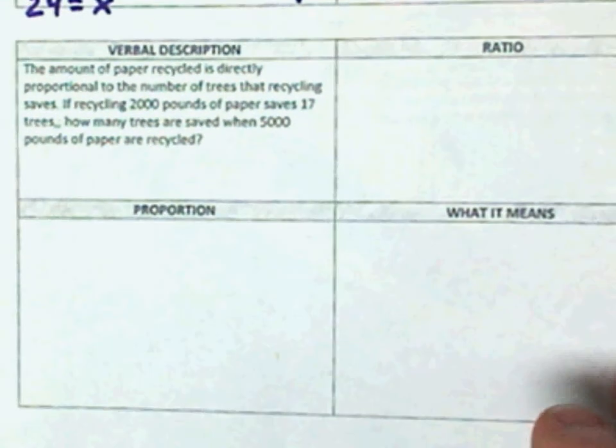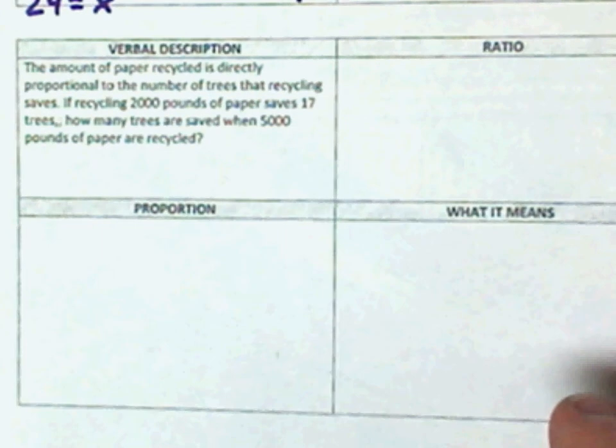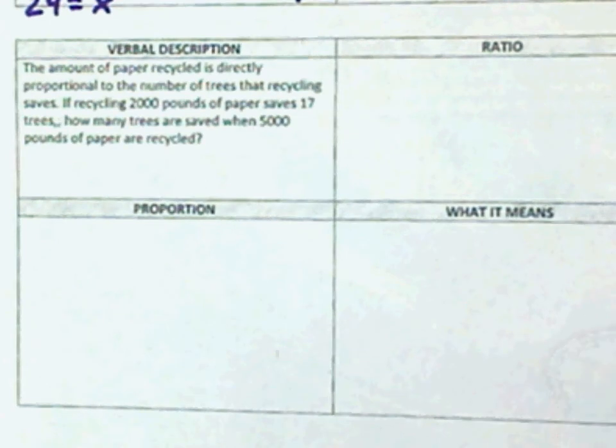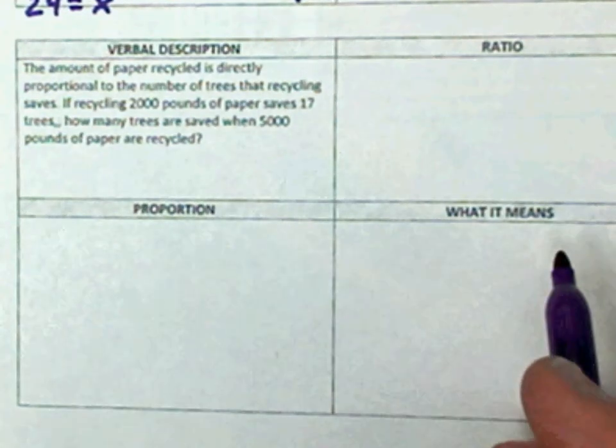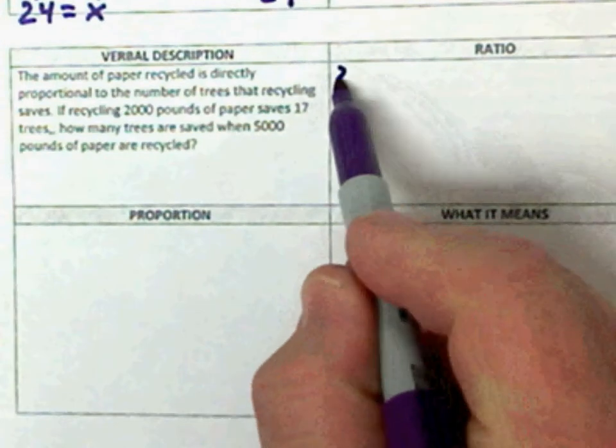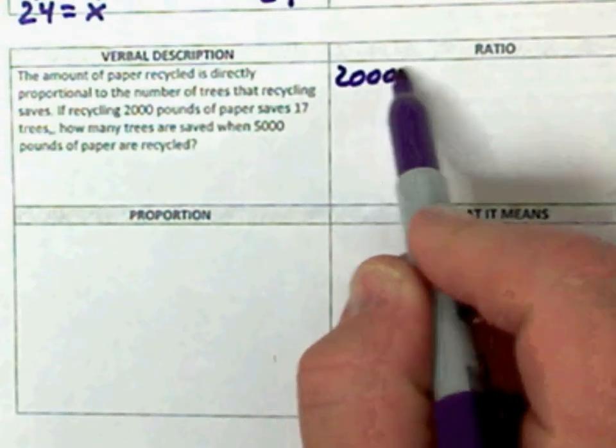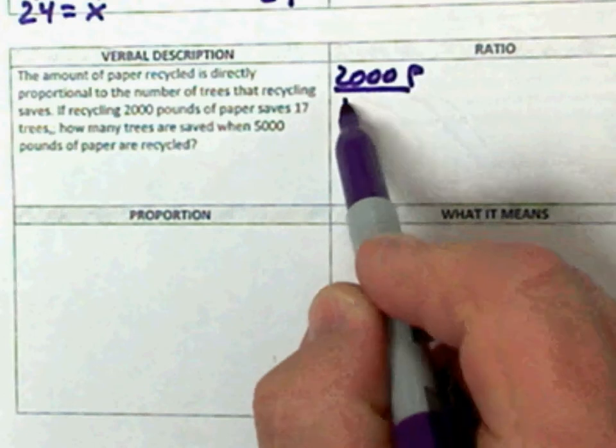All right, let's take a look at this next problem right here. I'll read this one. The amount of paper recycled is directly proportional to the number of trees that recycling saves. If recycling 2,000 pounds of paper saves 17 trees, how many trees are saved when 5,000 pounds of paper are recycled?